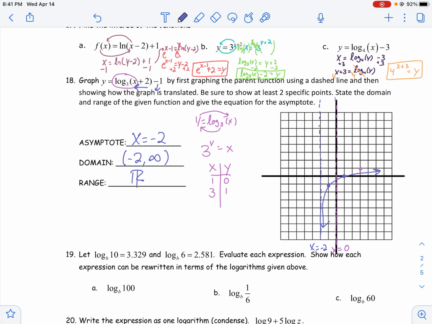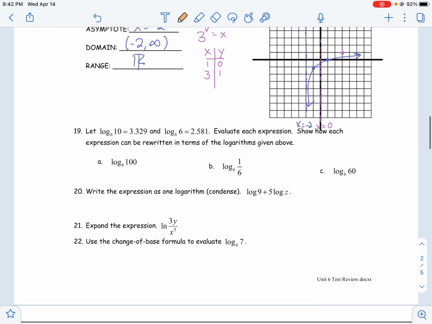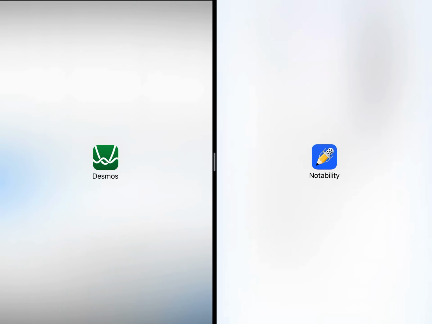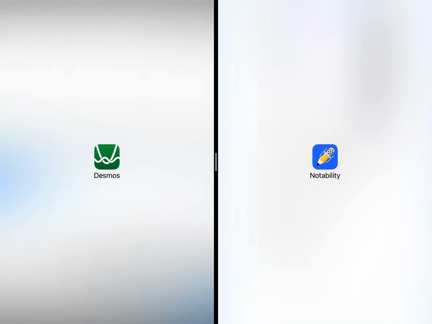So in this next part, it says let log base b of 10 equal 3.329, and let log base b of 6 equal 2.581. It says evaluate each expression. Number 19 would be a calculator question, so I'm just going to pop out Desmos right here, just so that I have it and can be using it as I go through these questions.